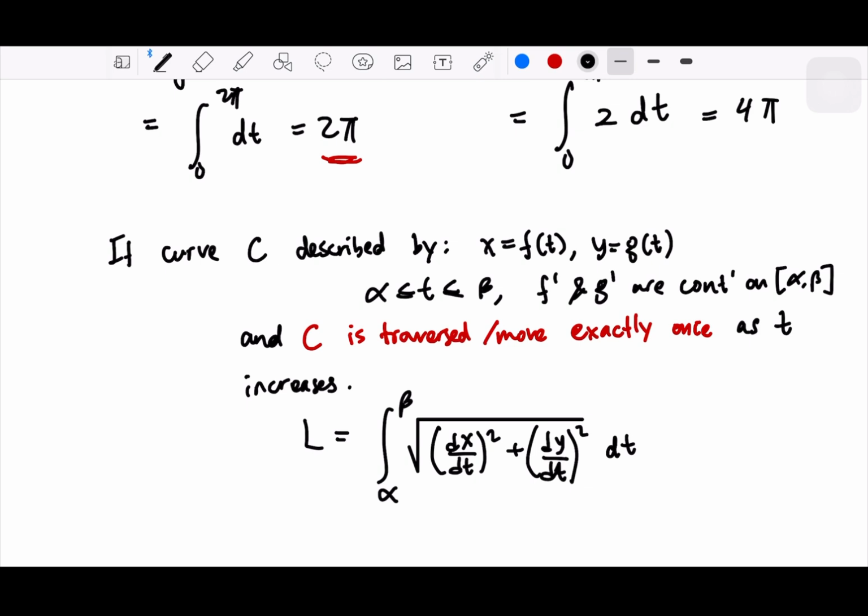Okay? What about if the radius is different? If the radius is different? Yeah, that's a different case. This is the same circle. It's the same circle.